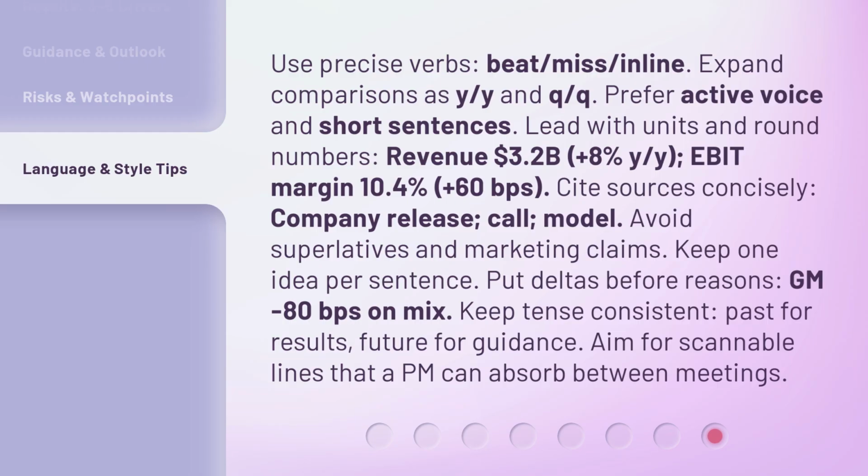Cite sources concisely: company release, call, model. Avoid superlatives and marketing claims. Keep one idea per sentence. Put deltas before reasons. GM -80 bps on mix. Keep tense consistent: past for results, future for guidance. Aim for scannable lines that a PM can absorb between meetings.